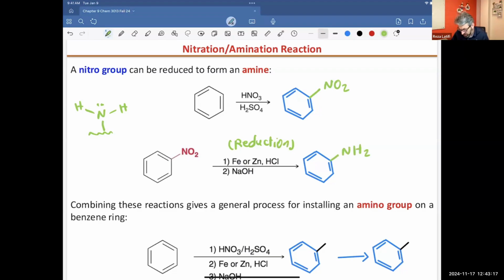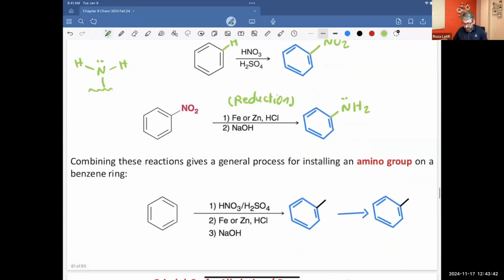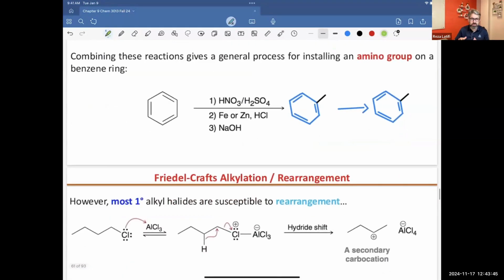Okay, so now I managed to replace, technically, hydrogen on the benzene ring by NH2, and NH2 does have a lone pair, so this is one way to do it. Yes, it's not a one-step reaction. We had to do it in two steps, but we got the product that we are looking for.